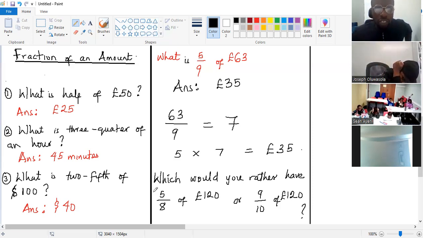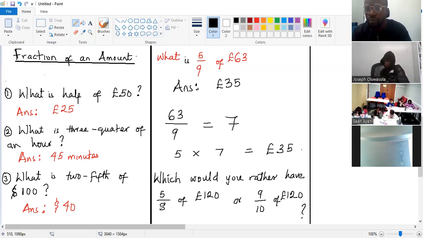5/8 of 120 pounds. Okay, guys, write what is on the screen. Write it down. Copy it down. This is so easy. What are the things that are on the screen? Copy both. And then you do the question.